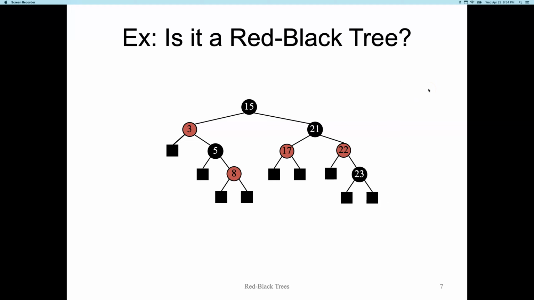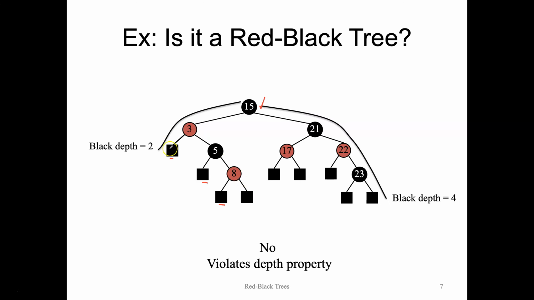So this might look like a red-black tree initially. However, while we do satisfy that the root is black, all leaves are black, and anytime we have a red node its children are black, so this is good. We violate the last property, that all leaves have the same black depth. So here we have a node that has a black depth of 2, whereas over here we have a node that has a black depth of 4 because it's going through 1, 2, 3, 4 black nodes. So this isn't a red-black tree.